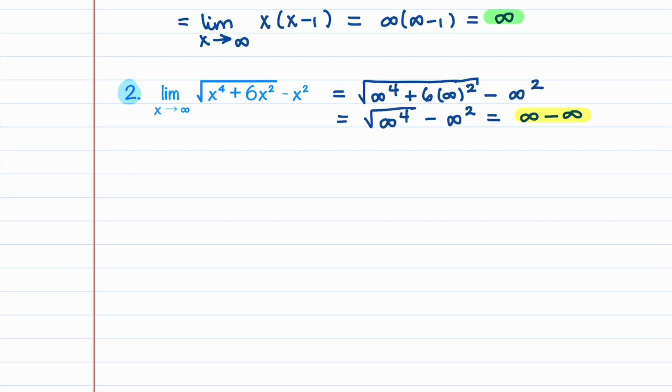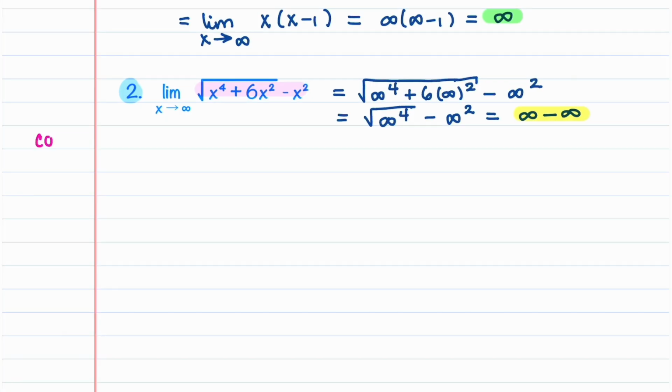Now we have to figure out how to evaluate this. When I look at our function, notice that it has a square root and then it's subtracting something after the square root. That tells us that we should probably multiply by the conjugate. The conjugate of the square root of a minus b is the square root of a plus b. So that's what we're going to multiply by.